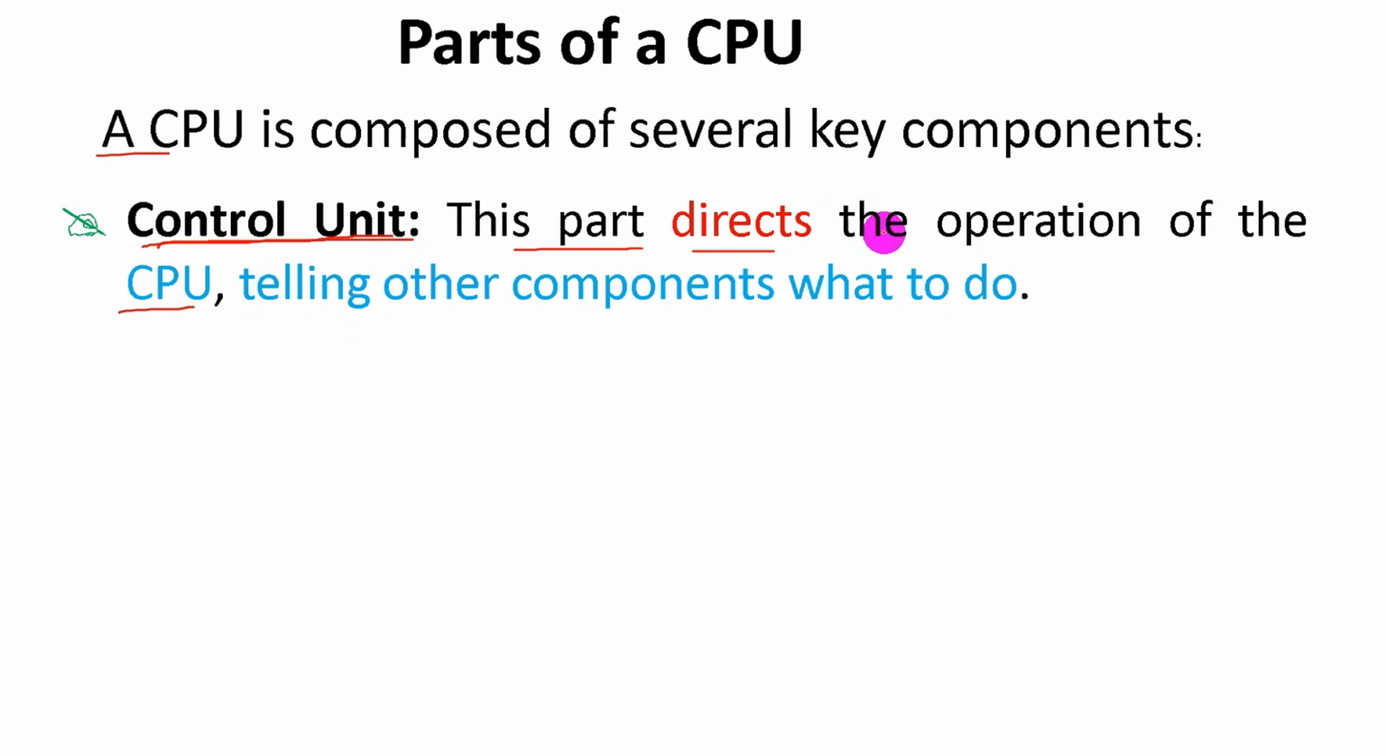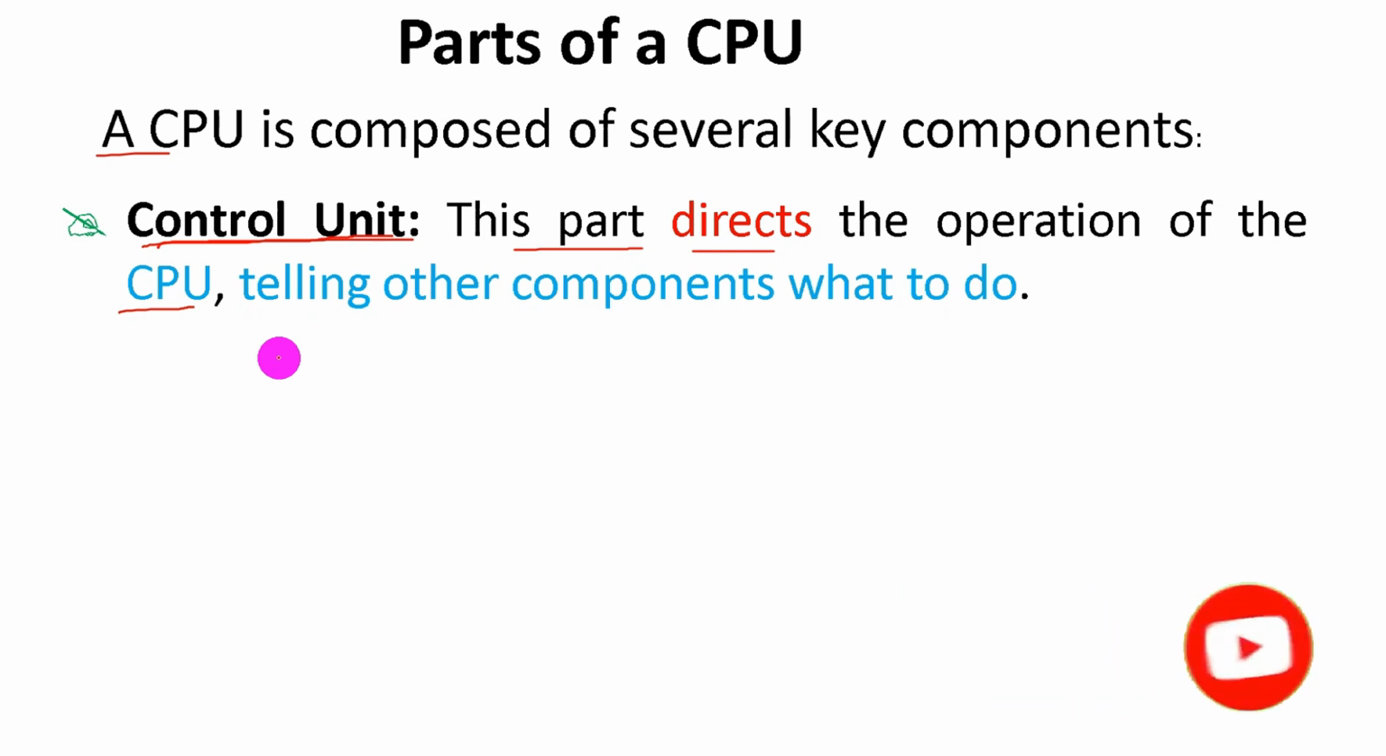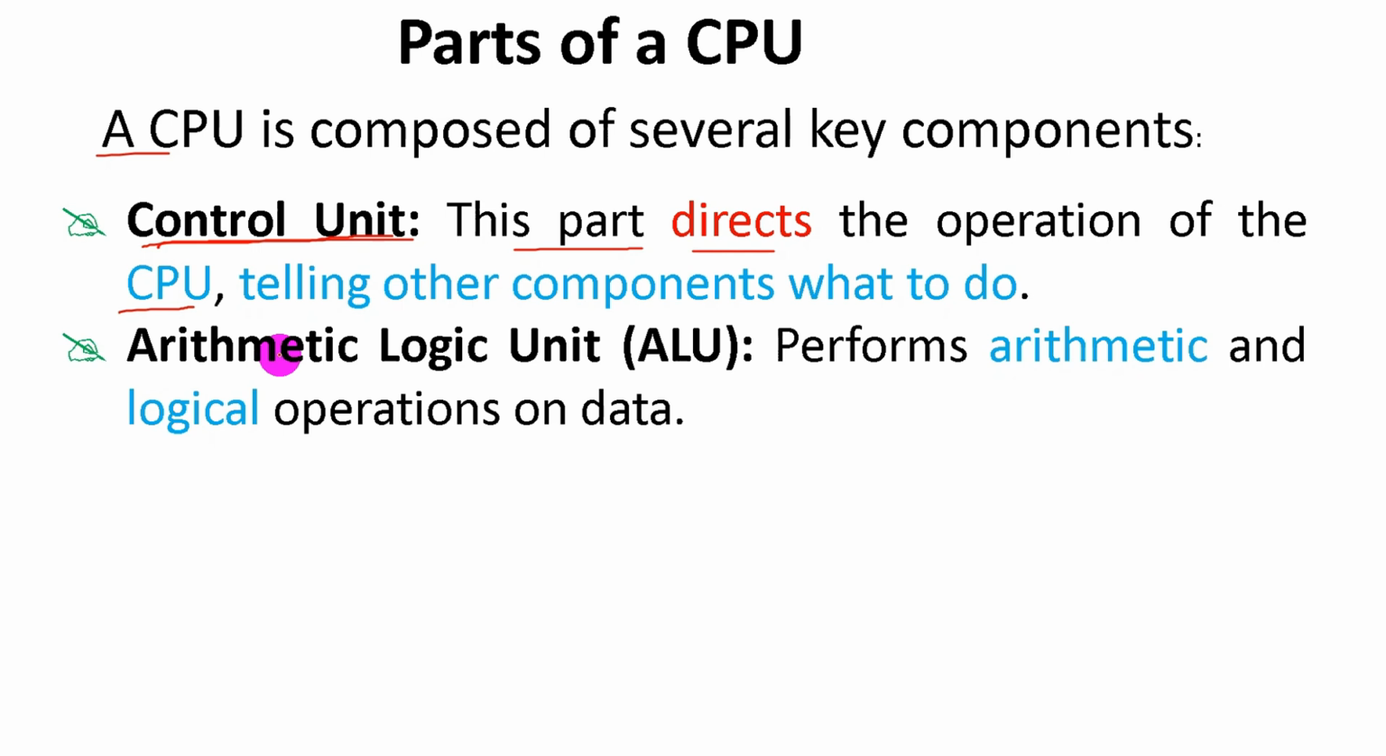It directs or controls the operation of the central processing unit, as well as giving direction to other components, such as input, output, and RAM, on what to do. The other component of the CPU is the arithmetic and logic unit, or ALU. It performs arithmetic and logic operations on the data.